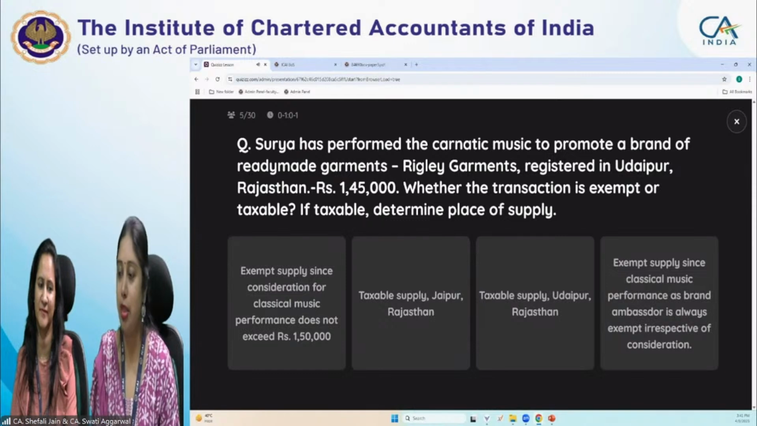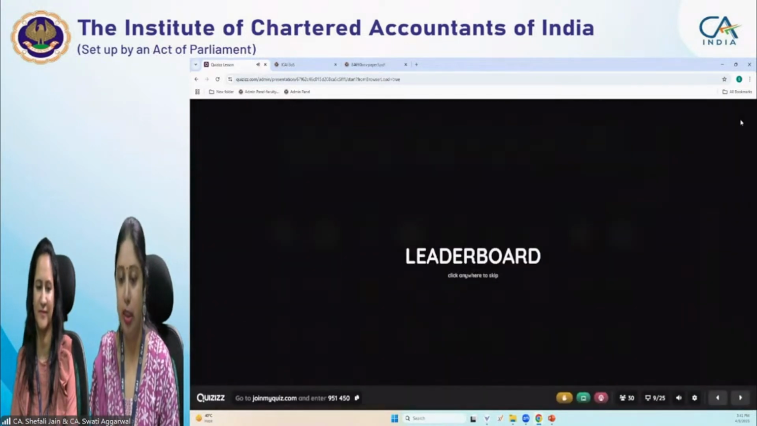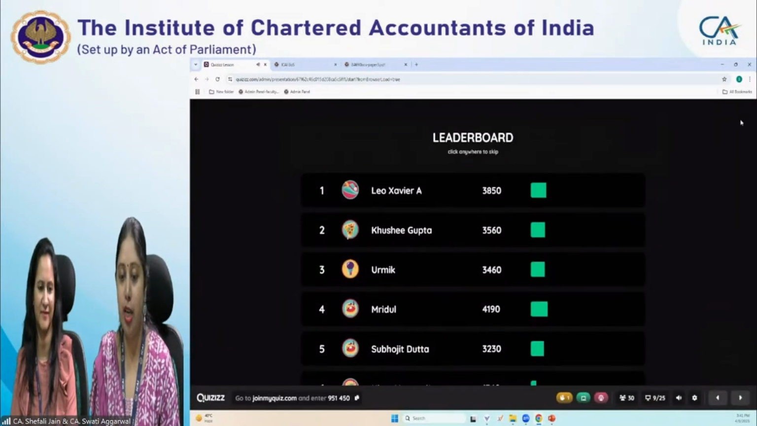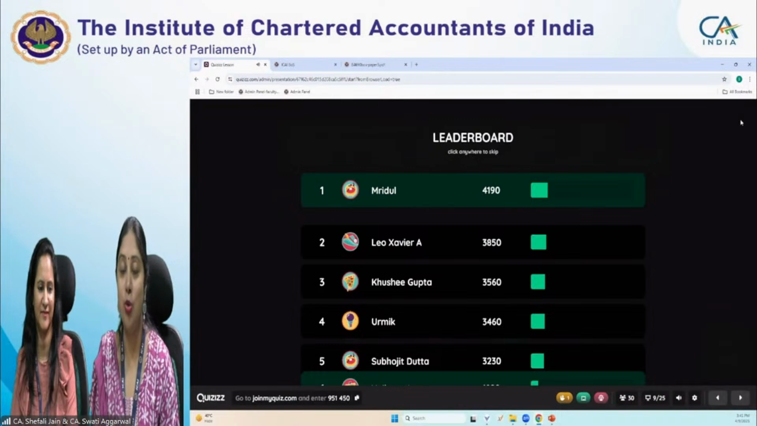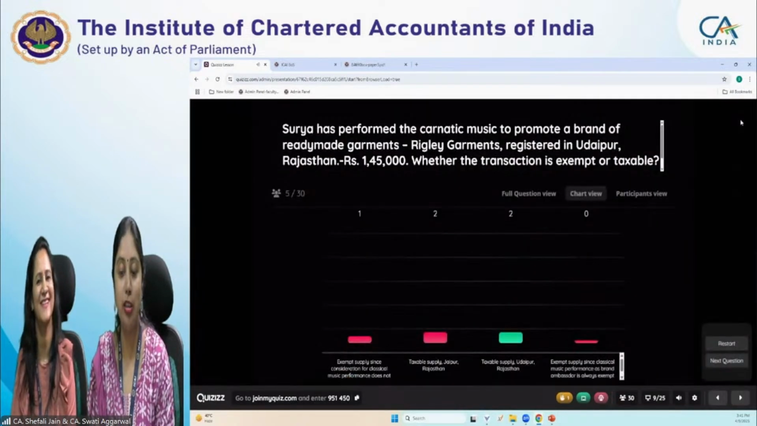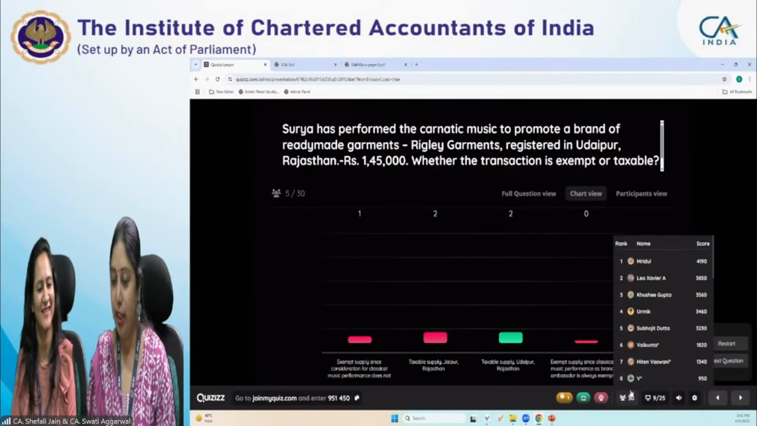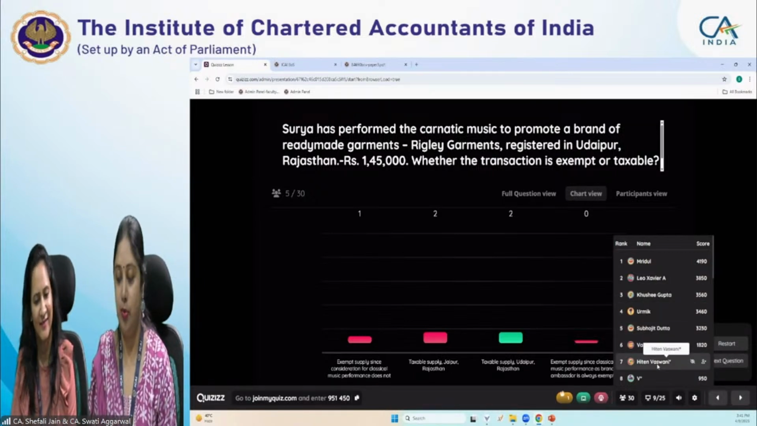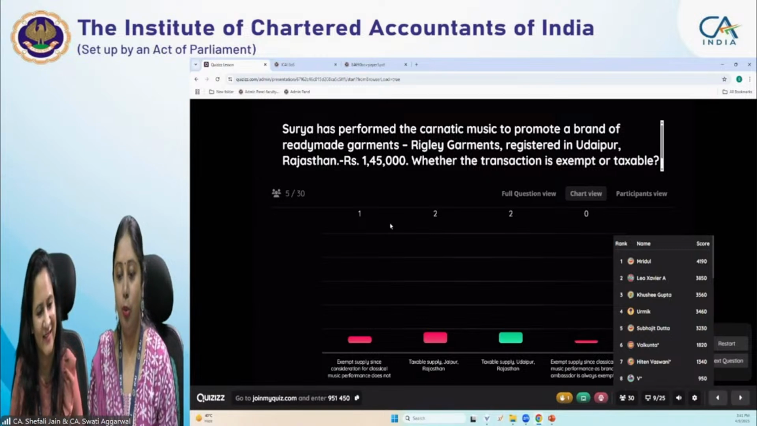Okay, so time is up. 5 students have answered. And on the leaderboard, we have on the top Mridul now. So Mridul, good, for the first time, is on top of the leaderboard, followed by Leo, Khushi, Urmik, Shubhajit, Vaikunth and Hiten. So let us see what is the correct answer.